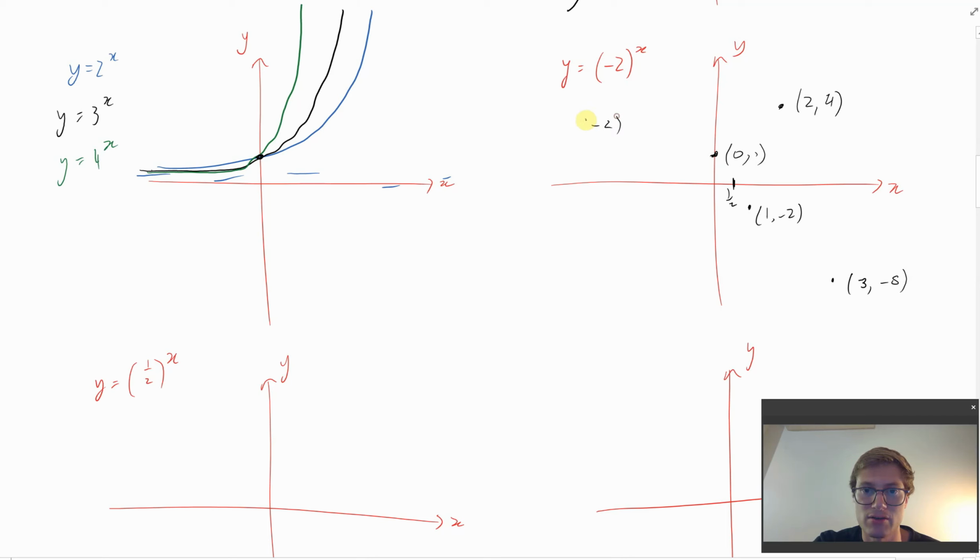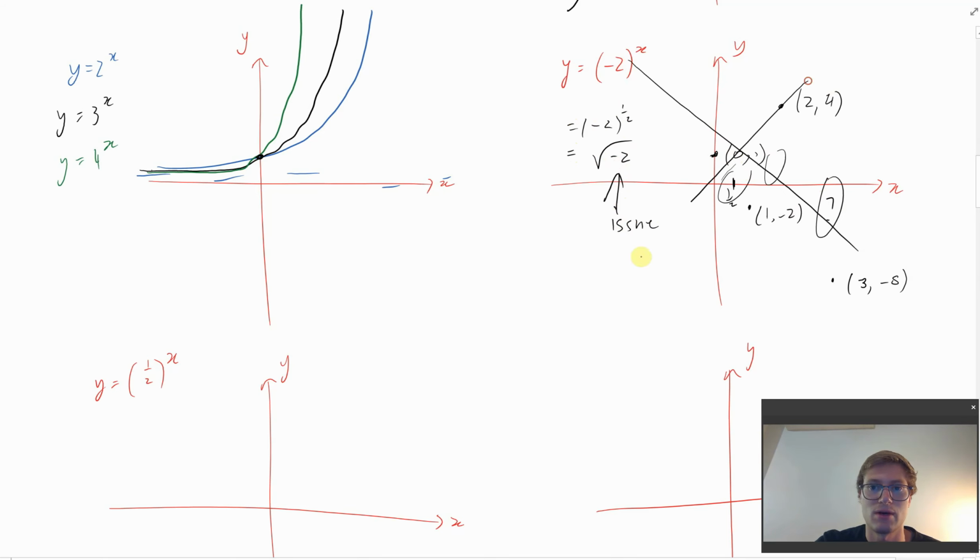You would have minus 2 to the power of a half, and remember, powers of a half mean square root, and here you get a really big issue because you can't do the square root of a negative number. So this point doesn't exist, so between these values, there's just nothing. So this one, in fact, you can't graph, and you'll never get one with a negative sign inside the brackets. You can't have a negative base.